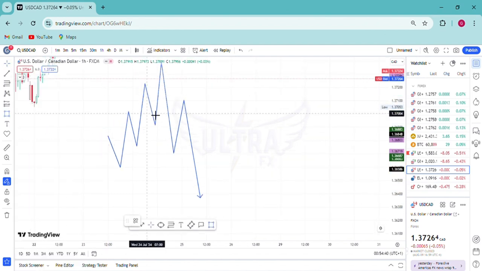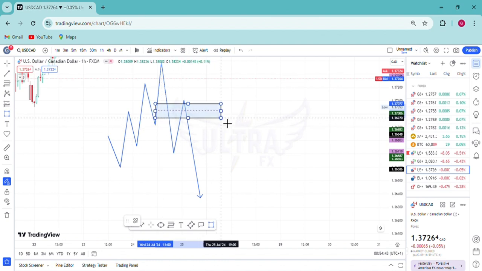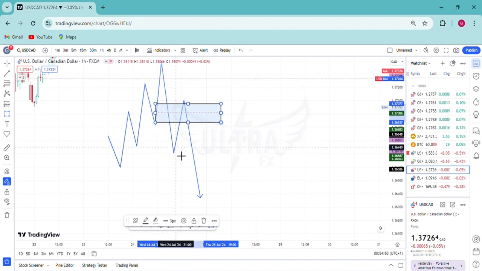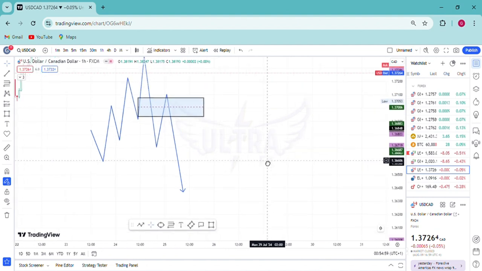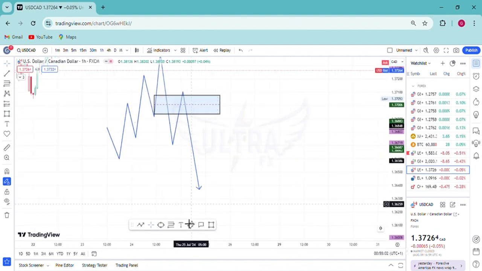So this is where our breaker is. Like I said, it was once an order block, but the market did not respect it, and now the market had to go past through it, then came back, tapped into it, and went in the opposite direction. So this is a breaker.